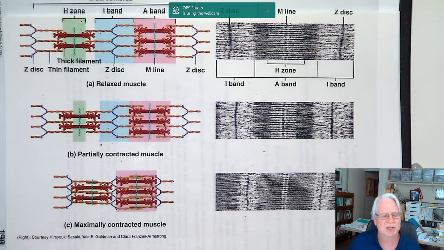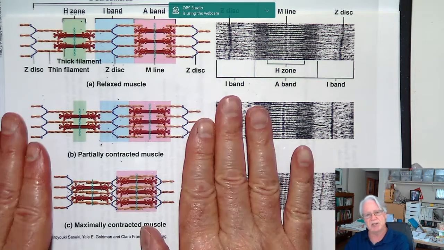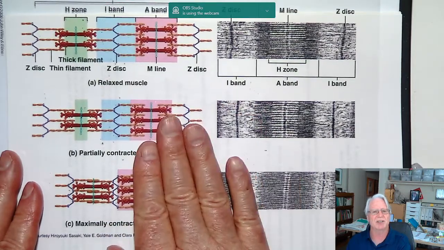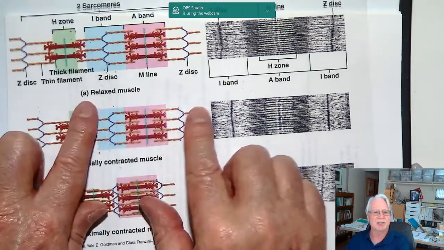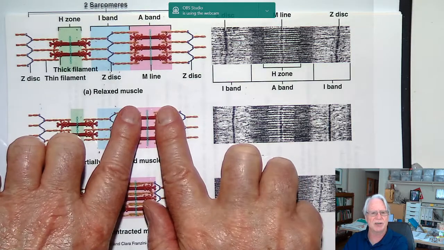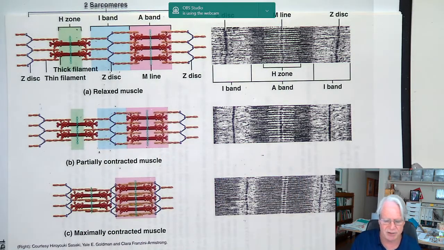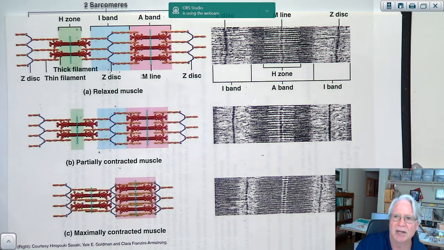So in the next session, we're going to talk about the sliding filament mechanism, which is being demonstrated here. What we want to know is the step-by-step process by which we can slide these filaments towards the center to get a muscle contraction. And that will be in our next session. So I will see you there.